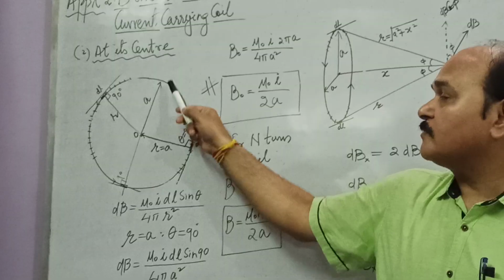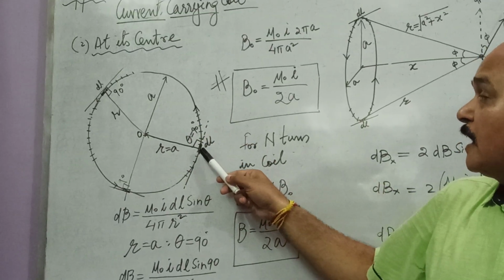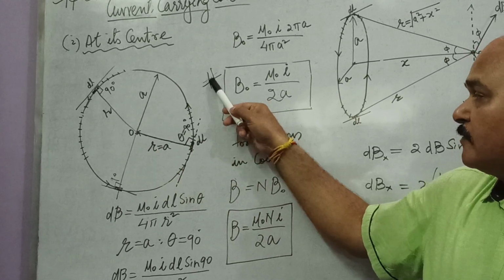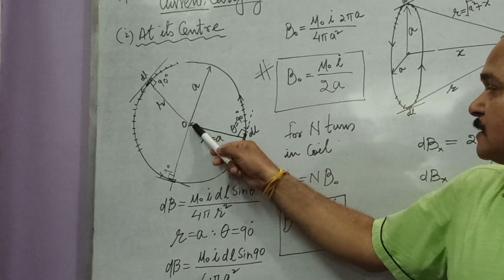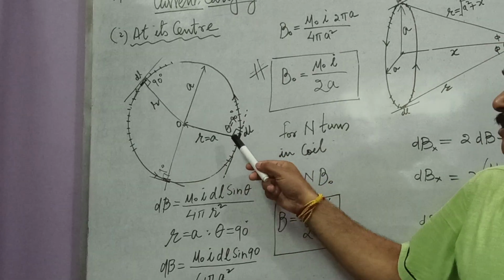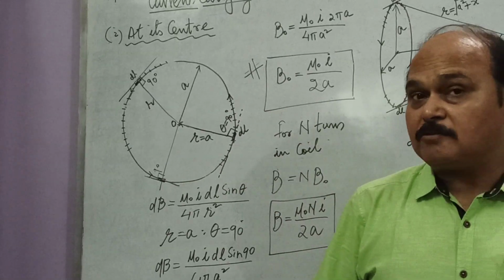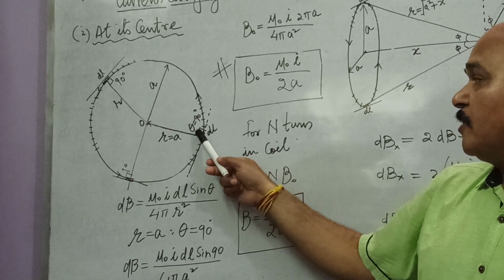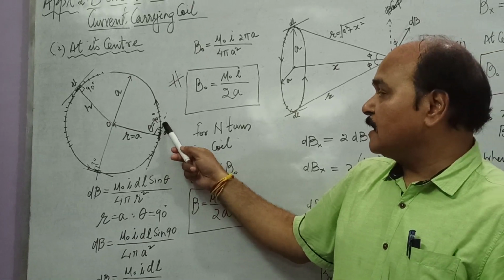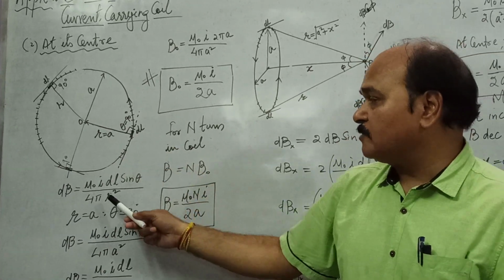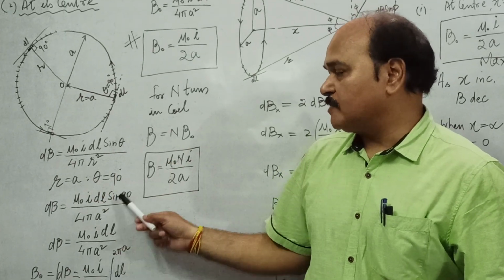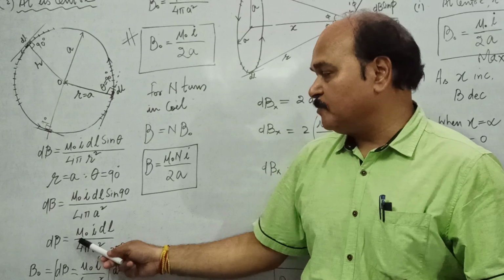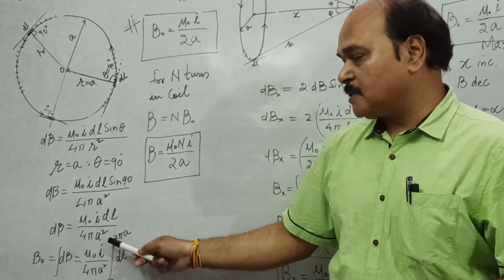This R is going to be a, the radius of the coil. The direction of dl is tangential to the circle, and this R, which is the radius, is always perpendicular to the tangent to the circle. So the angle theta in Biot-Savart law is 90 and R is equal to a. If we substitute these values into mu naught I dl sin 90 upon 4 pi a square, what do we get? dB is mu naught I dl upon 4 pi a square.